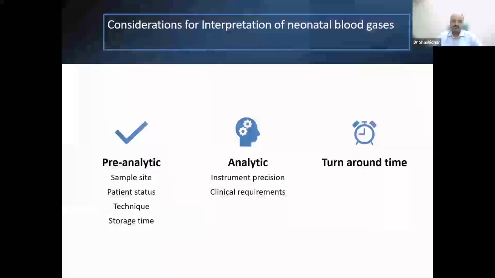Okay, so there are three considerations that you need to give before you interpret any blood gas. The first is the pre-analytical stage: which sample, what is the patient status, how have you collected it, and what is the time of sending to the lab, or if you have a blood gas machine. Then the analytical phase, which depends on the machine itself, and the turnaround time.